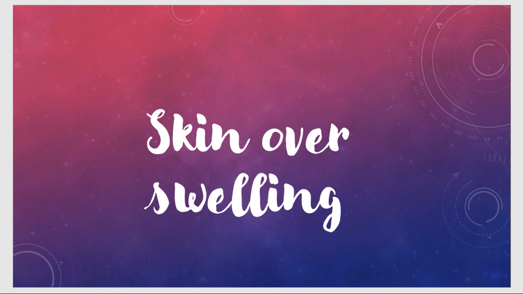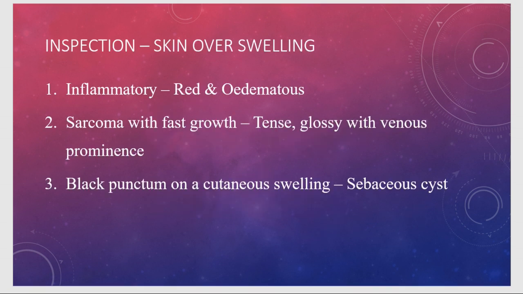Then finally, the two important things remaining, the skin over the swelling and the relation to the surrounding structures. So skin over the swelling: if the overlying skin is red and edematous, that is usually suggestive of inflammatory origin. If it is tense, glossy with venous prominence, the various vessels visible over the skin, it could be a mesenchymal tumor, that is sarcoma, having a fast growth.